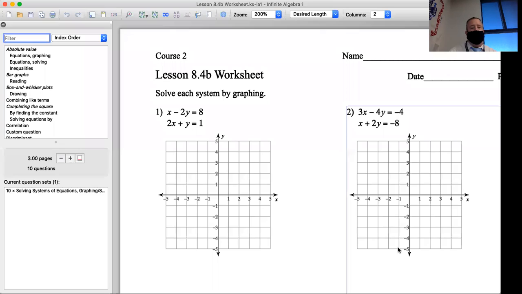A question Jaden asked me yesterday. I don't know if you were paying attention when he asked, but he said, I just graphed the two lines and I got parallel lines. What does that mean? Most of the time, and it'll happen here as well, if you graph two lines, they intersect. If they intersect, the answer is always the point where they intersect. Occasionally you get parallel lines. They never intersect. So the answer is no solution.